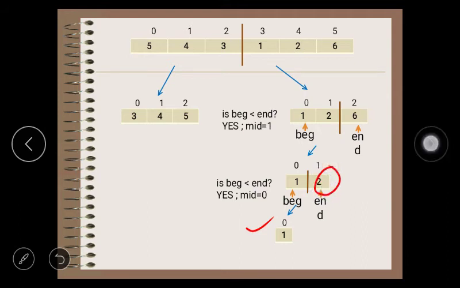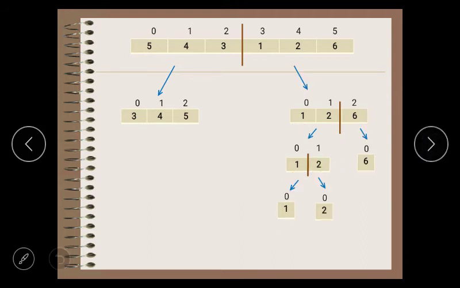The right subarray is also having only one element. So as both the right subarray and the left subarray have only one element, we need to sort them. Okay, so 1 is less than 2 only, so there is no need to sort the elements.